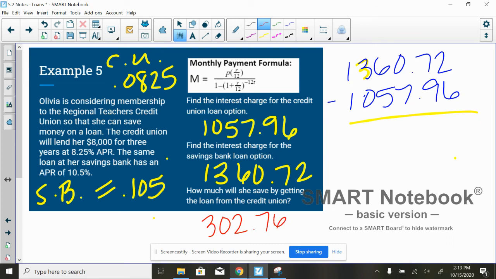And that's all we're going to do. Find the interest charge for the first loan and the second loan, and then subtract to tell me how much she saved.